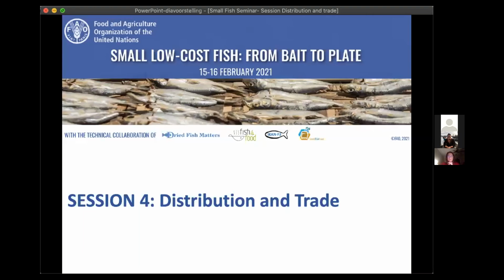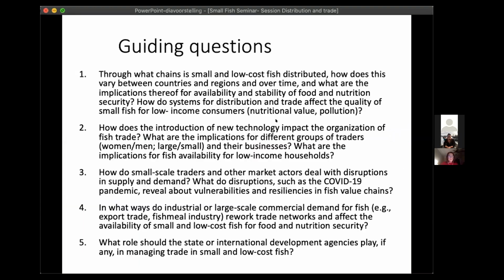So good afternoon, everyone, and welcome to this session on distribution and trade. We have 5 presentations that address various issues related to fish distribution and trade. And collectively, the presentations will consider the following questions. Through what chains is small and low-cost fish distributed? How does this vary between countries and regions over time? And what are the implications thereof for availability and stability of food and nutrition security?